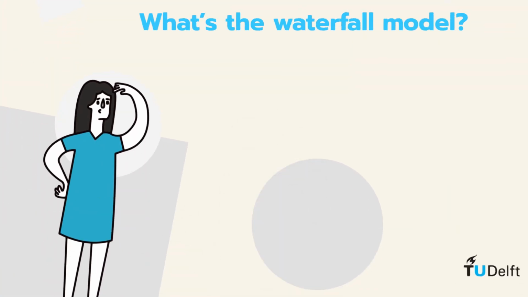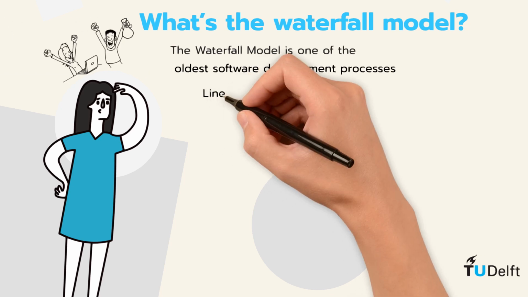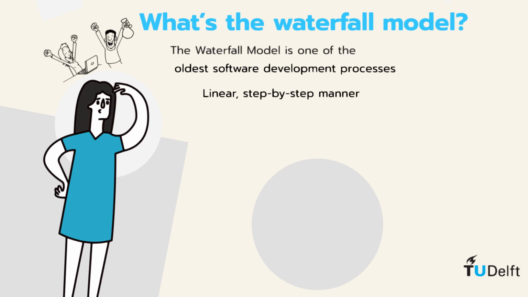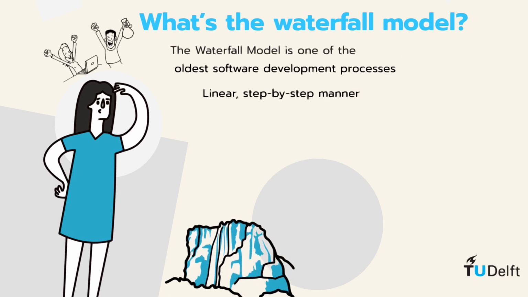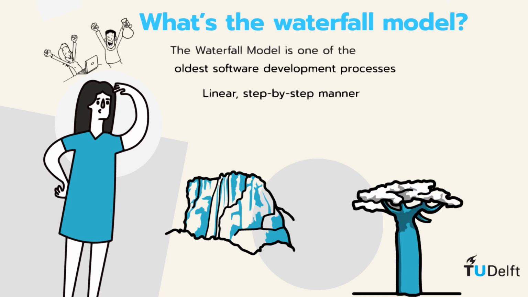So, what exactly is the waterfall model? It is one of the most traditional and the oldest software development processes where tasks flow in a linear step by step manner, just like, you guessed it right, a waterfall. Each stage flows neatly into the next with no going back, or at least not easily. Many modern methods evolved from it, so understanding this is like knowing the roots of a tree. Who would have thought this course will have so many nature analogies?